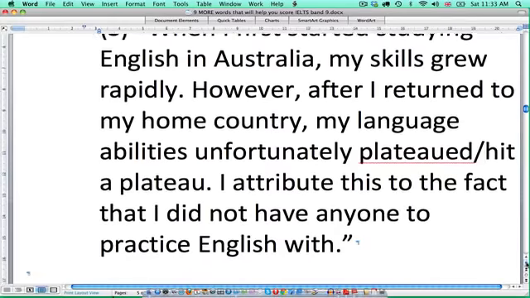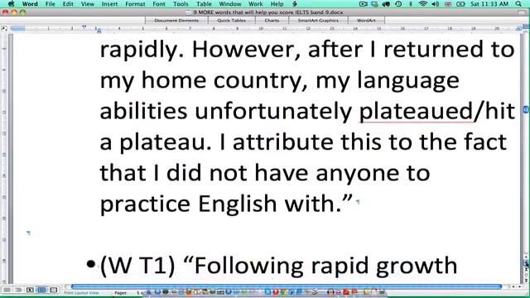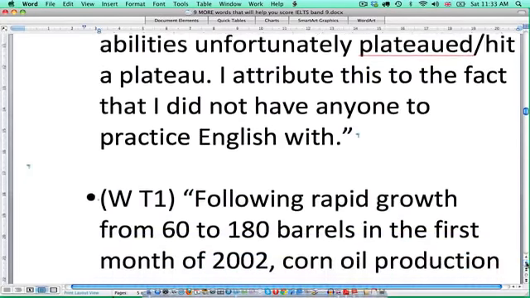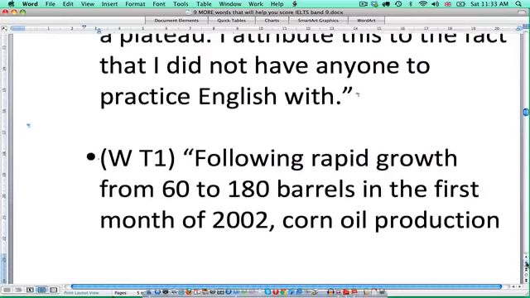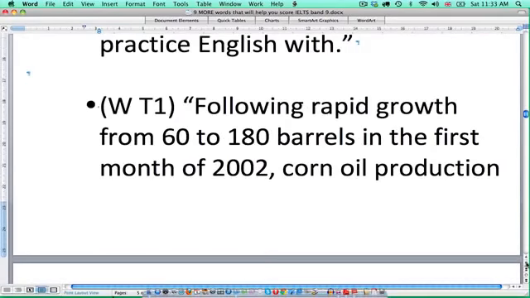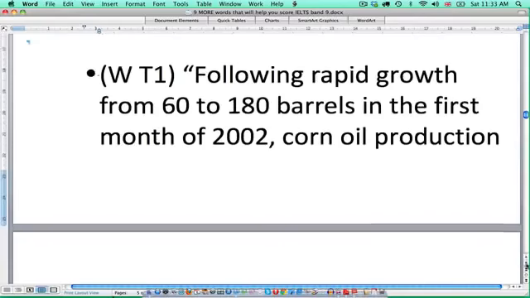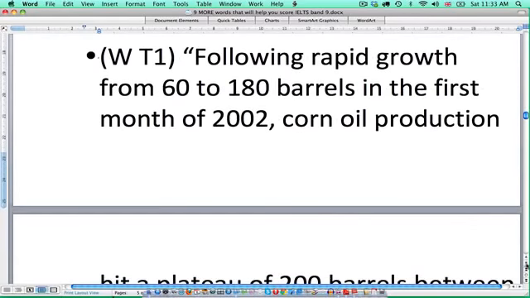Plateau is also a good word to use in task 1 for the academic, because you will, on occasion, see a graph, and that graph could show a period of time that lacks change, so it's just kind of a straight line. Things are not changing one way or the other. And you might write something like this.